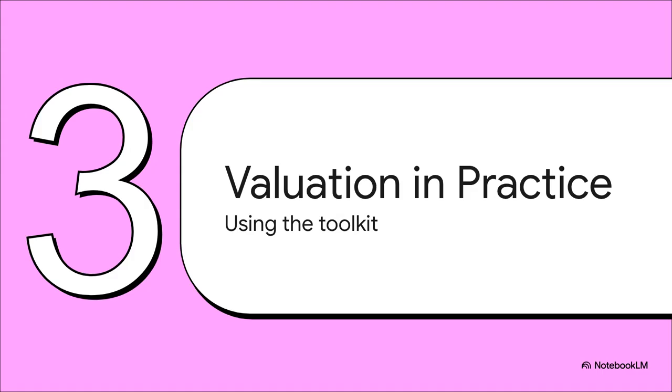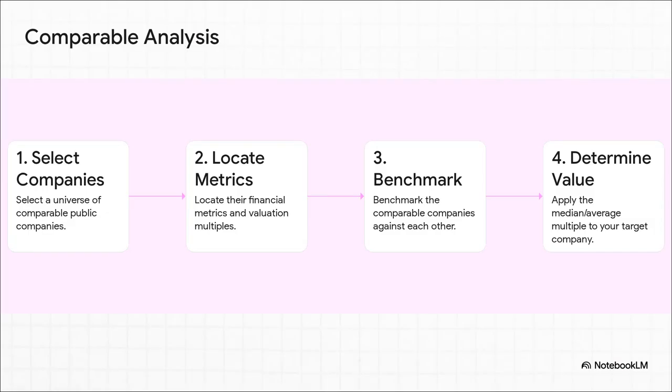Okay, so we've got our tools. PE, PEG, all the others. Now for the really important part. How do analysts actually put these things to work to figure out what a company's worth? Turns out there are two main playbooks. The first one, and by far the most common, is called comparable company analysis, or just comps. The logic is pretty straightforward. You find a group of similar public companies, you figure out their valuation multiples, you calculate an average, and then you apply that average multiple to your company to see what it might be worth in today's market.